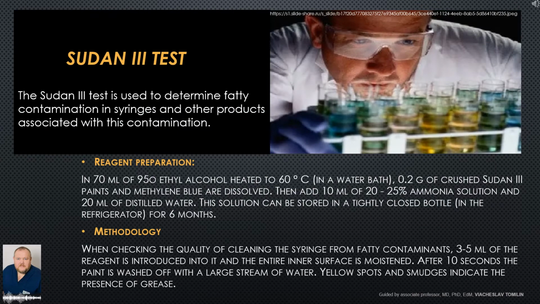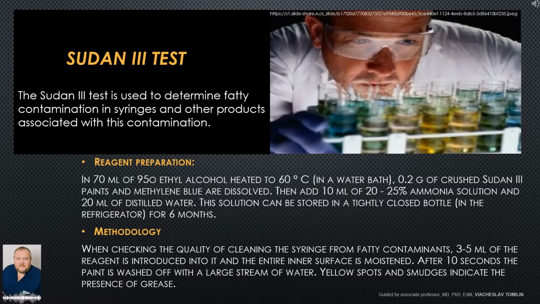Sudan 3 test. The Sudan 3 test is used to determine fatty contamination in syringes and other products associated with this contamination. Reagent preparation. In 70 ml of 95 degree ethyl alcohol heated to 68 degrees Celsius in a water bath, 0.2 grams of crushed Sudan 3 paint and methylene blue are dissolved. Then add 10 ml of 20 to 25% ammonia solution and 20 ml of distilled water. This solution can be stored in a tightly closed bottle, in the refrigerator, for 6 months.